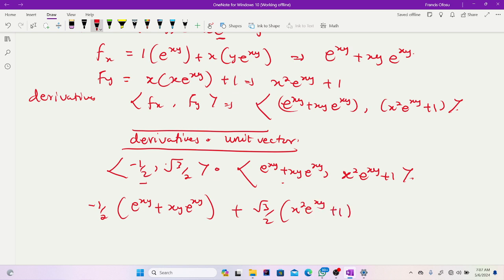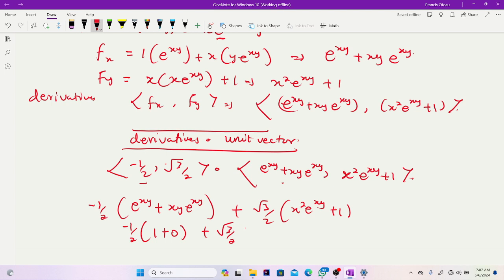But we were given the directional derivative at a particular point (2, 0). So wherever I see x, I'll put 2. Wherever I see y, I'll put 0 there. So negative half. You know that at (2, 0), the exponential will be 1, right? So I'll have 1 plus xy, which is 0. So here will be 1, but here will be 0. So 0 plus root 3 on 2.